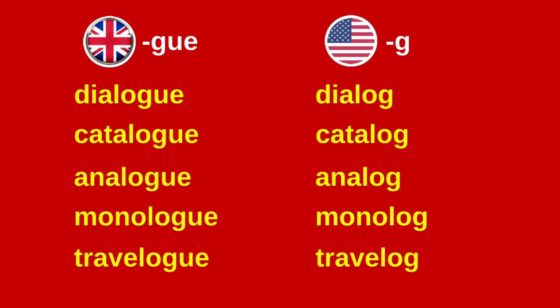Next comes GUE ending in British English, but in American English it is just G. So dialogue ends in GUE in British English while it ends in just G in American English. I think it is simpler because although we write UE at the end of the word dialogue, we don't read that. So one might say that British English is a bit conventional and American English a bit progressive. So I'm going to read these words for you. Dialogue, catalog, analog, monologue, travelogue.